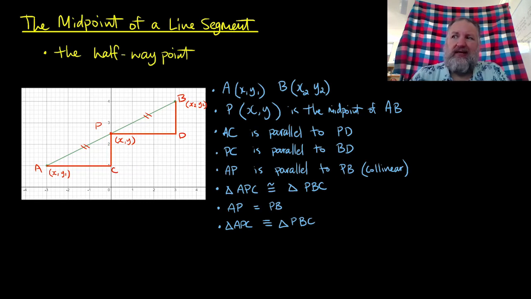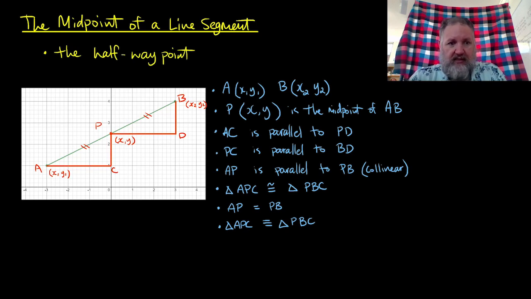You can see that I've added a little bit of extra stuff. I've put in the midpoint, I found it there, and I've drawn in some extra bits just so that we can talk about them. So here's A, which is x1, y1. Here's B, which is x2, y2. And I've got point P, which is just x, y. It's the midpoint.